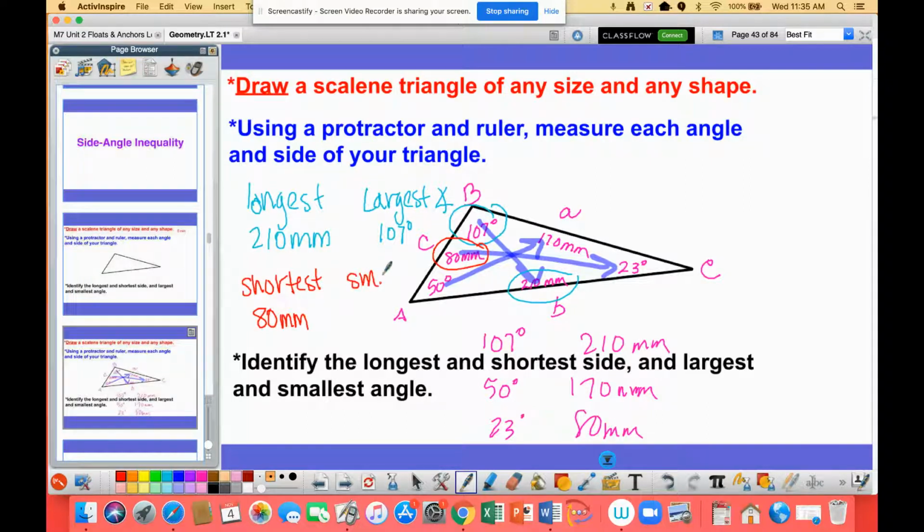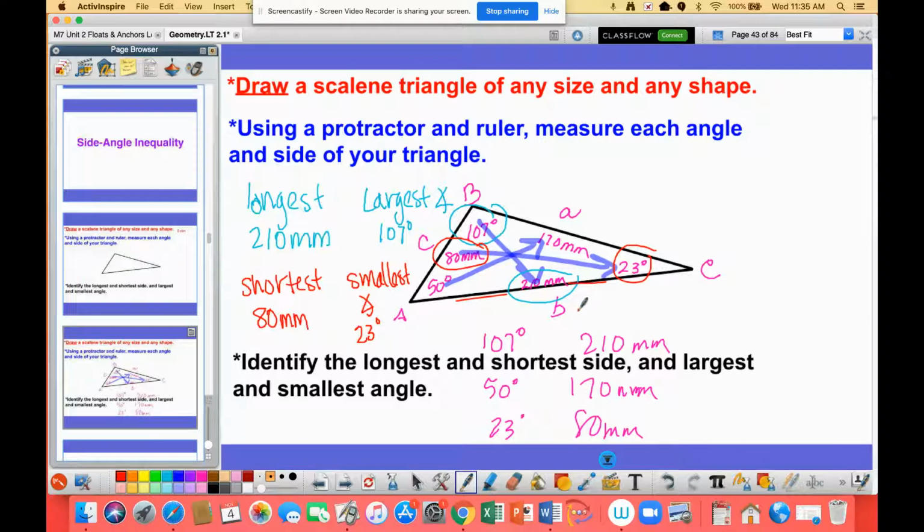And my smallest angle was 23. Notice that that was angle C and side C, or length AB. And so if I were going to order these, then I could see that it looks like my smallest angle is going to be opposite my smallest side length. My largest angle is going to be opposite my largest side length, and vice versa.